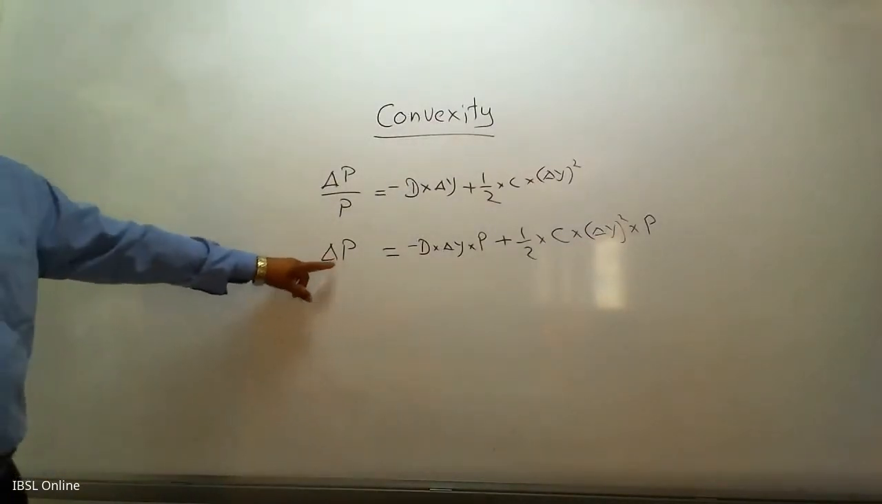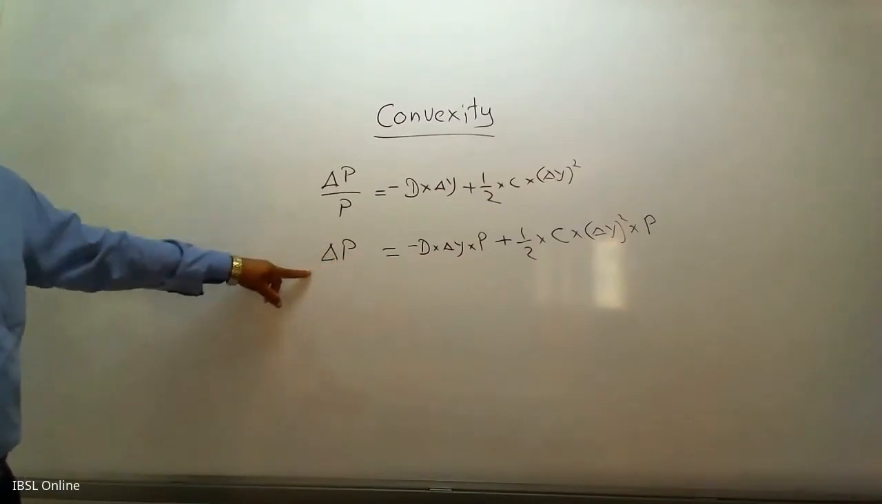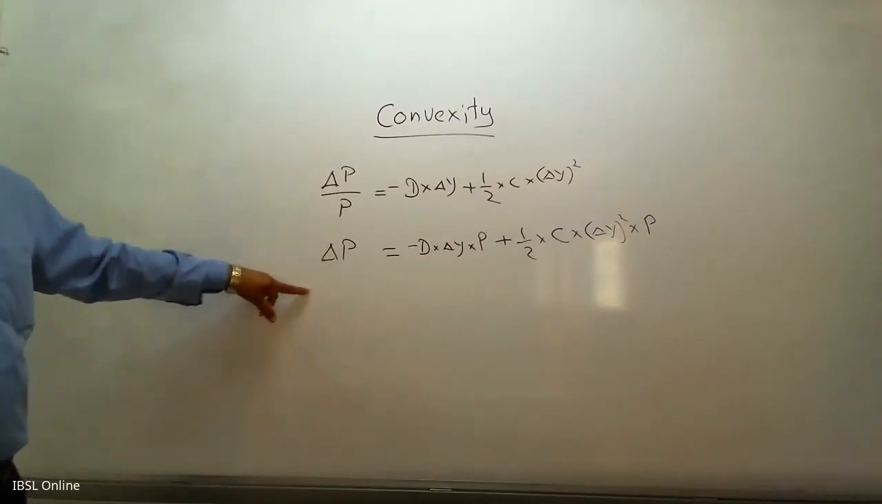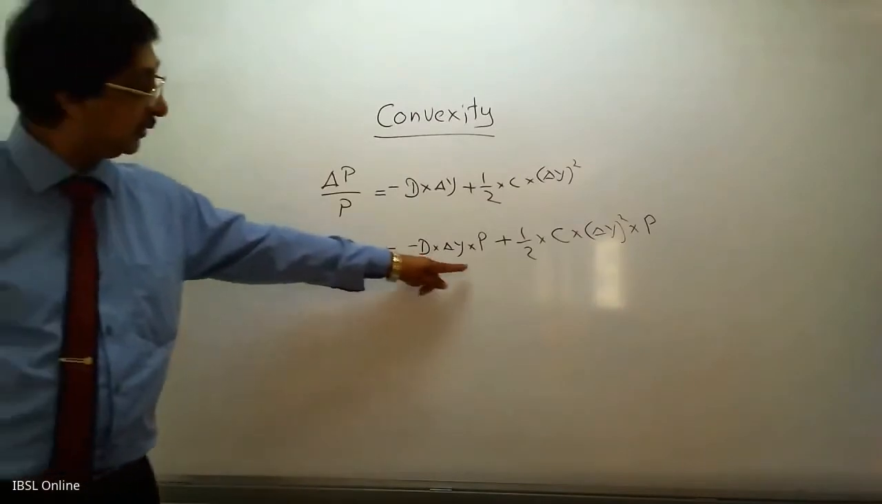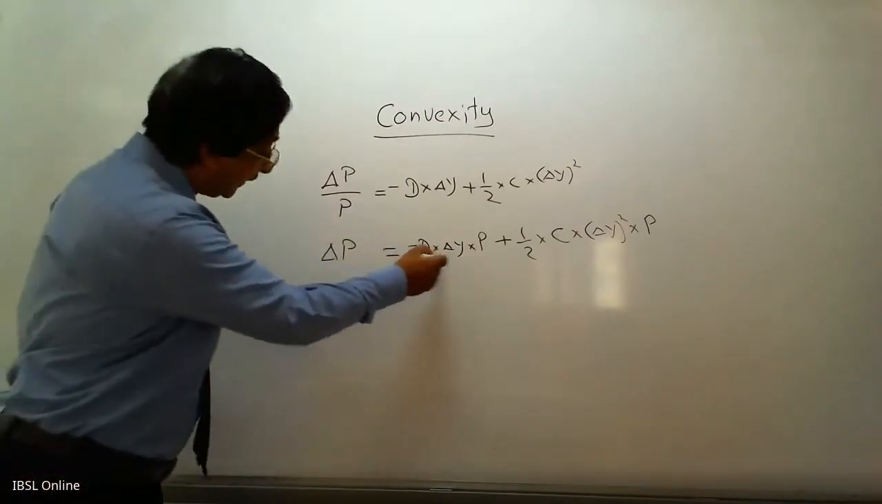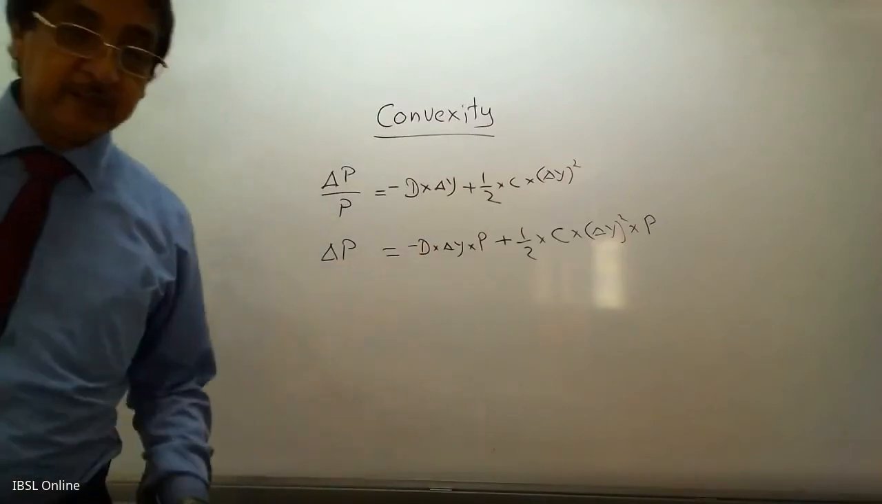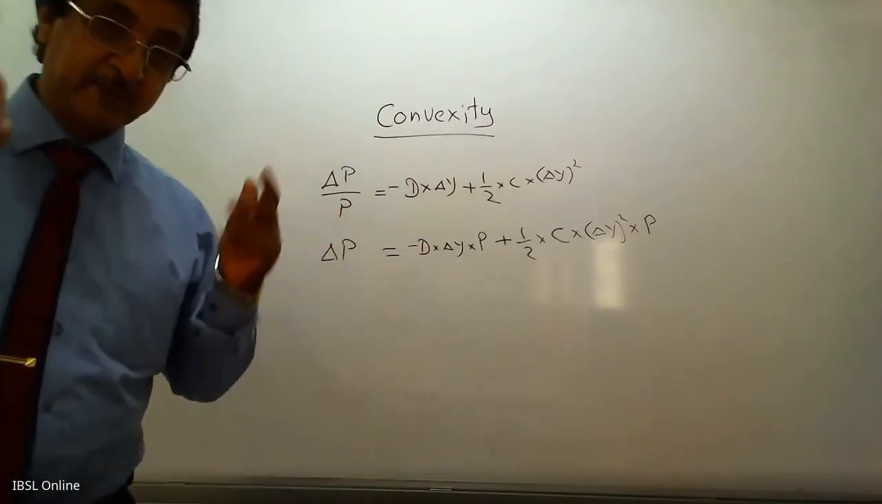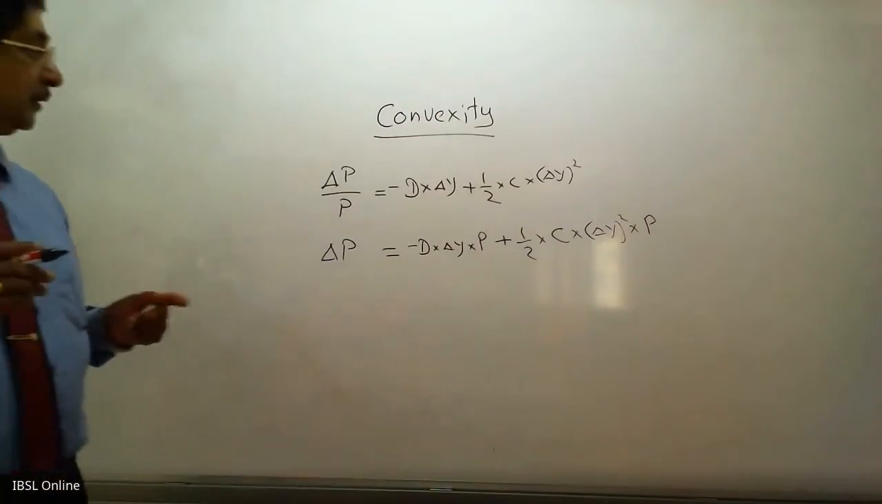Now, delta P is the price change, the price change due to a change in interest rate. Delta Y represents the change in the yield, or the change in the interest rate.